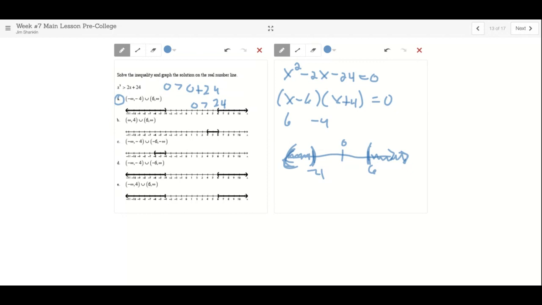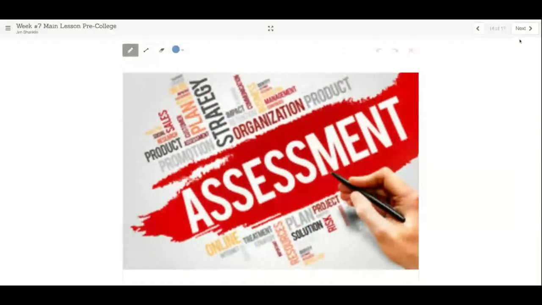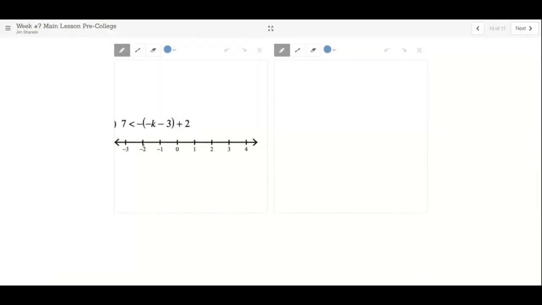That's it. Okay, now on this week's assessment, guess what? I made it pretty clear what I want students to know. The first problem on the assessment is going to be, do you know how to solve a linear inequality?